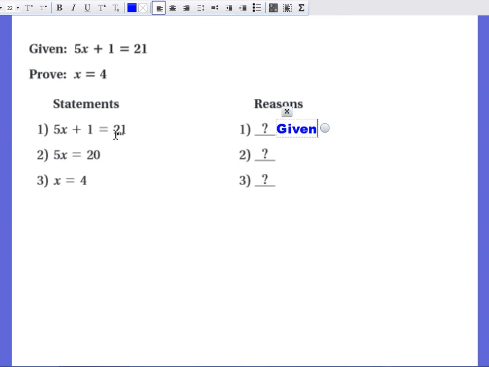Here's 5x plus 1 equals 21. What do you know? 5x plus 21 up here by the given. However, you never ever use prove as a justification. Don't do that. I will go nuts.